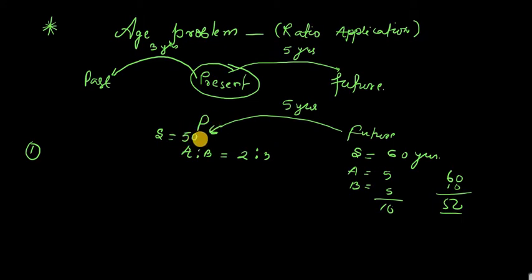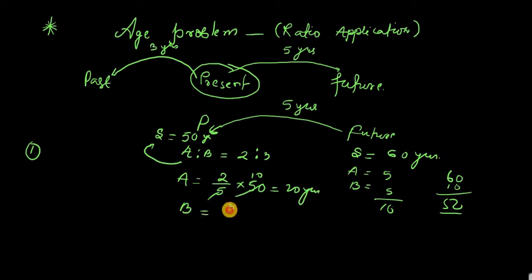So the ratio is 2:3, total 5 units. A is 2 out of 5, so 2/5 of 50 is 20 years. B is 3/5 of 50, which is 30 years. The sum is 50, the age of A is 20 and B is 30 years.